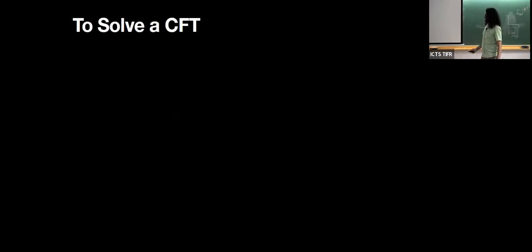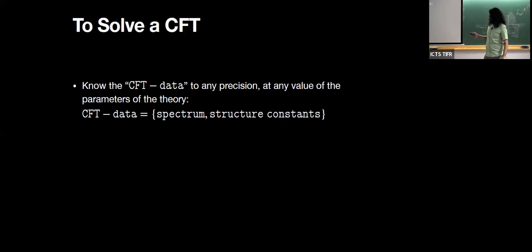So let's start by thinking about what it means to solve a conformal field theory. In practice, we can say I have solved a conformal field theory if I know what's called the CFT data to any precision at any value of the parameters of the theory. And what is the CFT data? The CFT data is the spectrum of all primary operators in the theory and the structure constants of all three-point functions of primary operators. So in my language, solving a CFT corresponds to knowing the CFT data exactly for any values of the parameters of the theory.